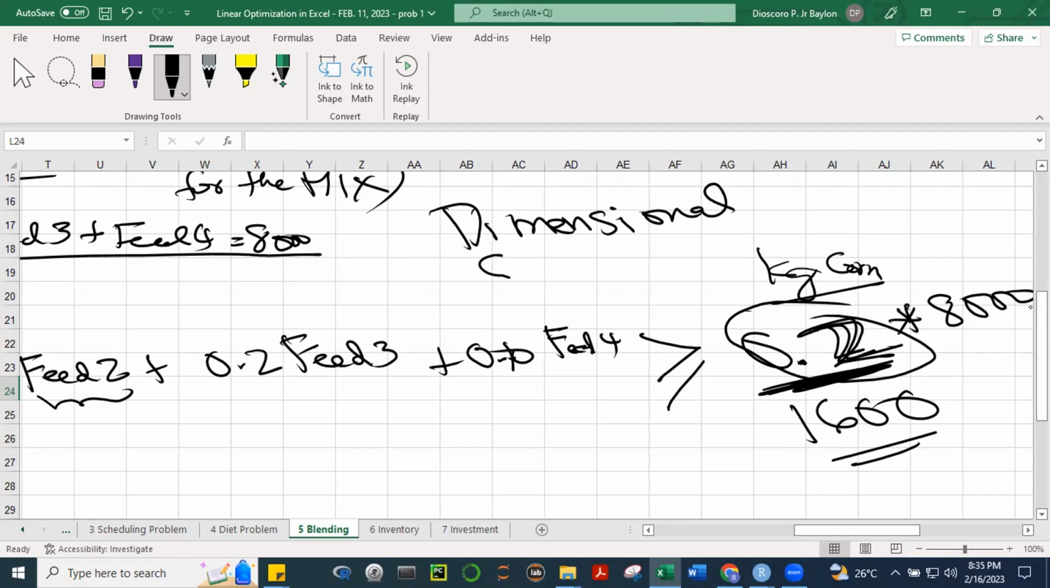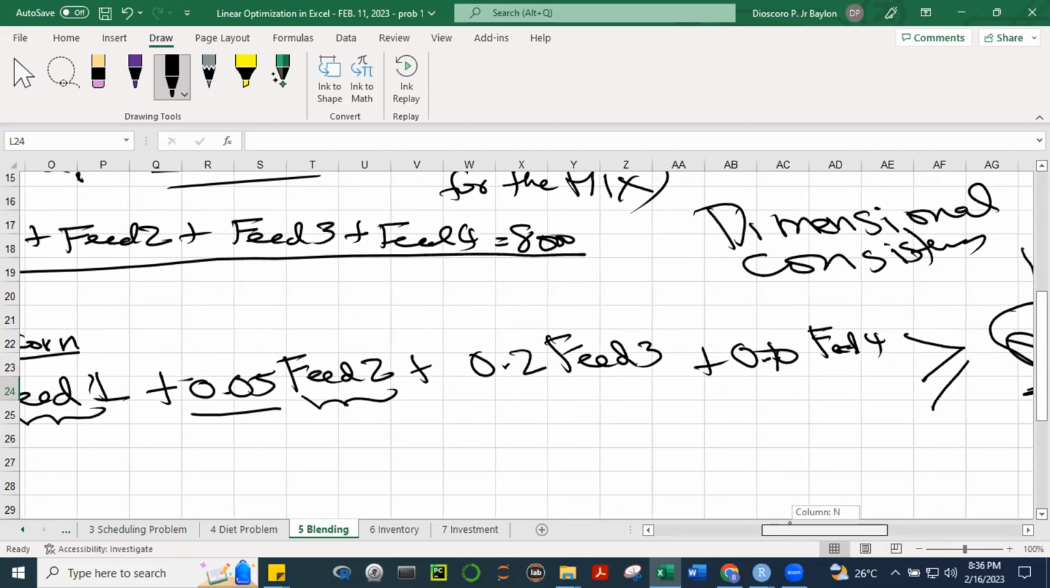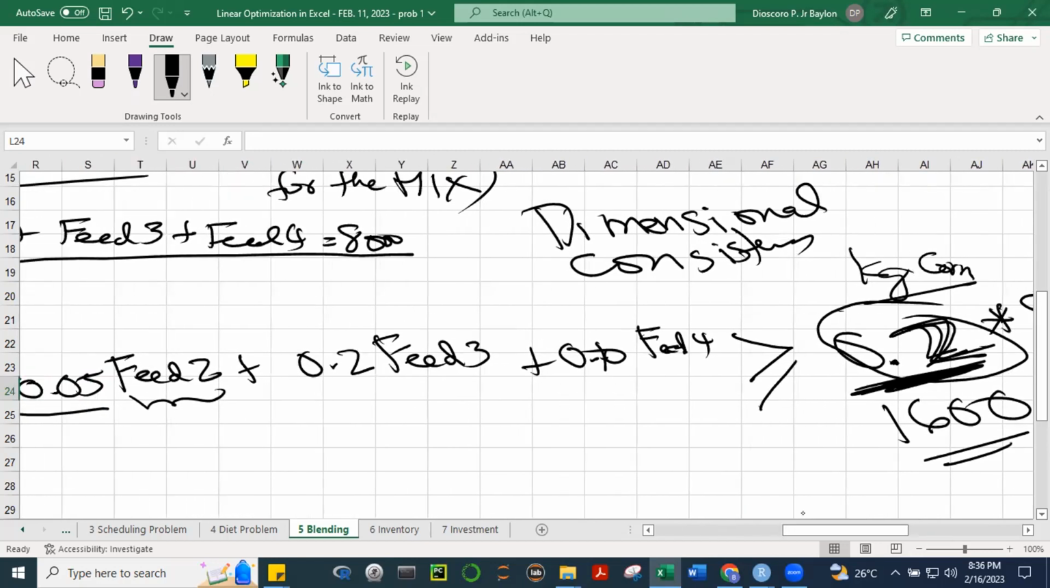Okay, dimensional consistency. Actually, class, we can still maintain the point 2 if we want. However, we have to divide everything by 8,000. So this right-hand side, if we divide everything by 8,000, then that's perfectly fine. This will now be 0.2. What we want here is that we have to make sure that the left-hand side and the right-hand side are equivalent. Otherwise, if we just maintain this to be 0.2 and not divide this by 8,000, then it will be dimensionally absurd and dimensionally wrong. We will get a totally wrong solution.